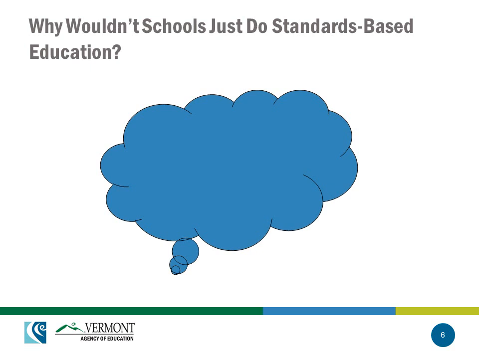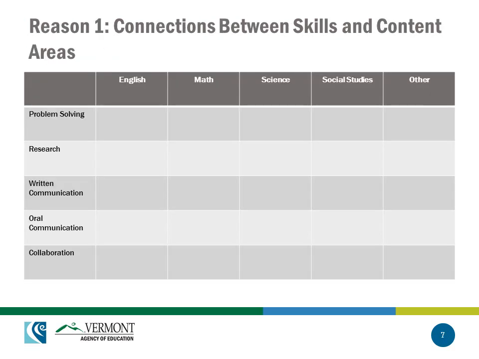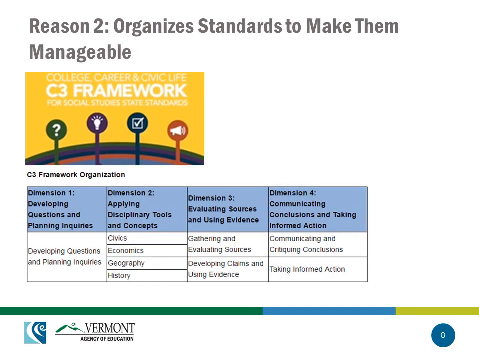The answer is twofold. First, proficiency-based assessment systems focus on the connections between skills and content areas. They identify the commonalities between all, making meaningful connections. Second, the sheer number of standards is unwieldy. Just take a look at the C3 framework for social studies. In 6th grade, there are over 50 indicators spread across 4 dimensions and 9 subtopics. And that is only one subject.